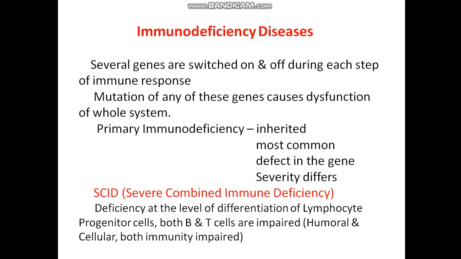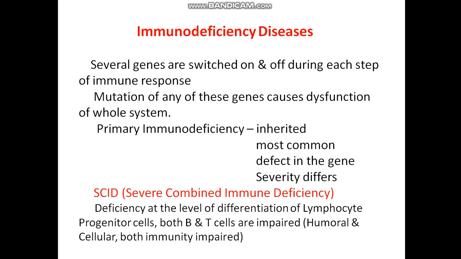Immunodeficiency diseases. Several genes are switched on or switched off during the immune response. If a mutation takes place at any level in any gene, then there is dysfunction of the whole immune response system. It may be primary or secondary immunodeficiency disease. Primary is inherited and most common, and severity differs.